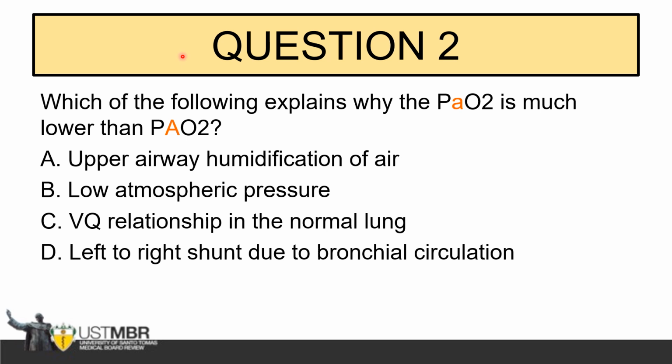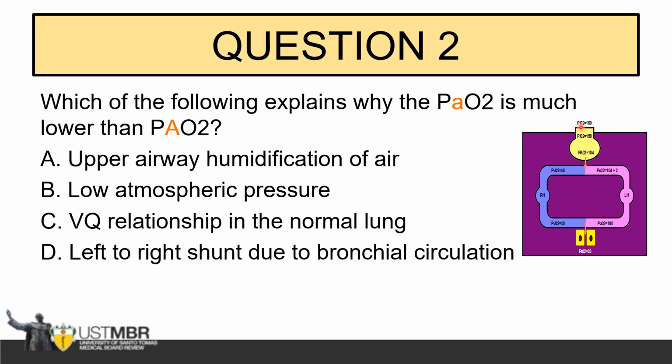So we go back to this second interactive question. Which of the following explains why the PaO2 or the arterial oxygen tension is much lower than the alveolar oxygen tension? So it's asking us why is there a difference between the alveolar oxygen tension and the arterial oxygen tension? Is it due to upper airway humidification of air? It is false, because that will explain why the inspired oxygen tension is different from that of the alveolar oxygen tension.